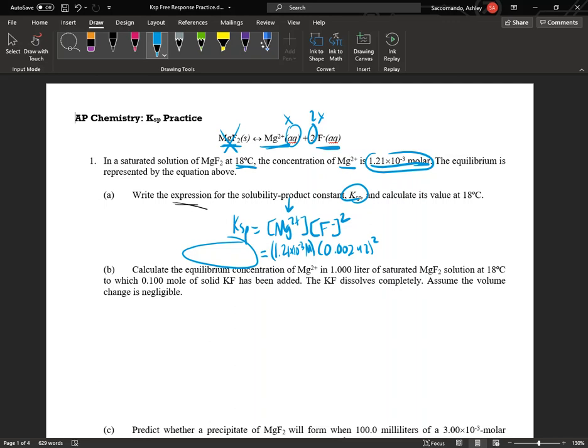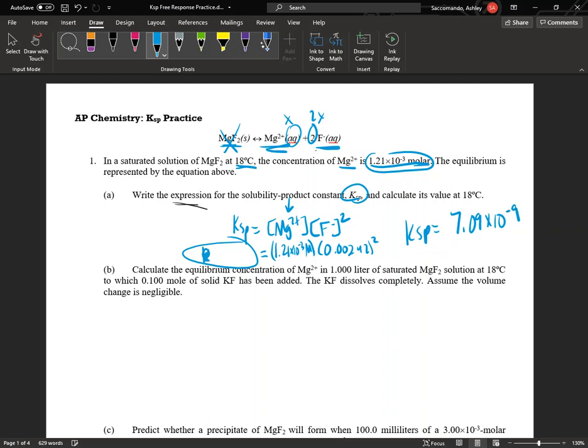Hold on, I just need to get out of graphing for some reason. It went to graphing. There we go. All right, so 1.21 times 10 to the minus 3 times the 0.00242 squared. I'm getting for my Ksp, because we're going to need that for the next one, 7.09 times 10 to the minus 9.